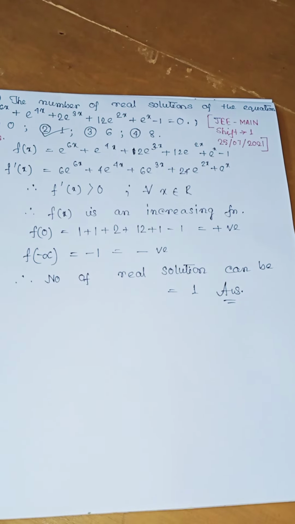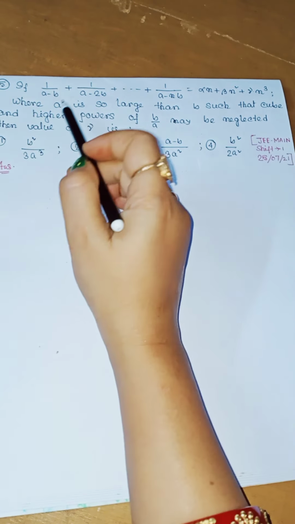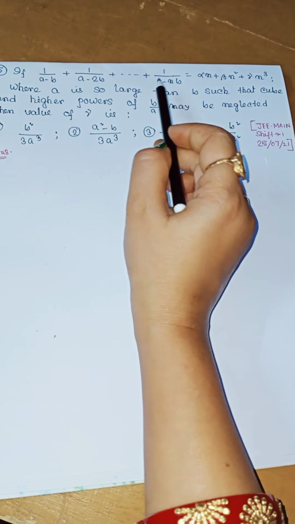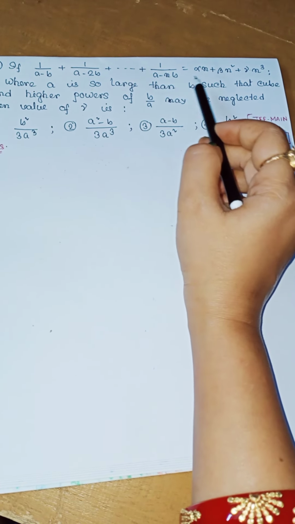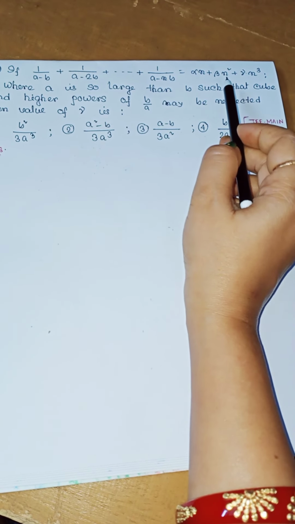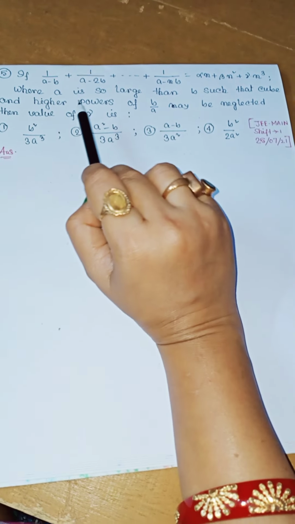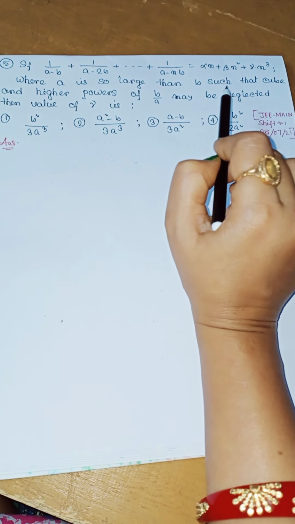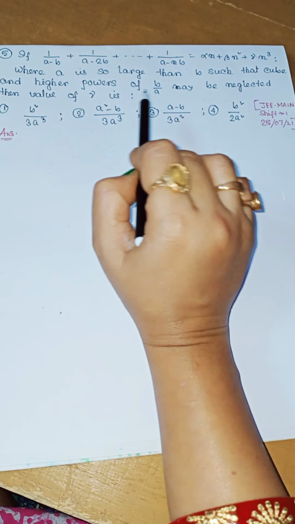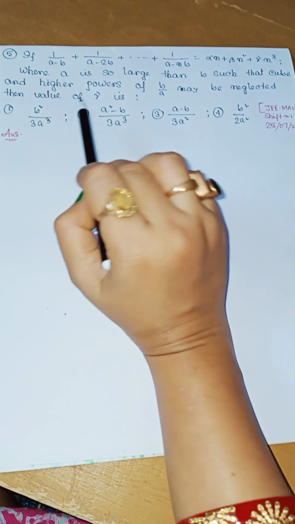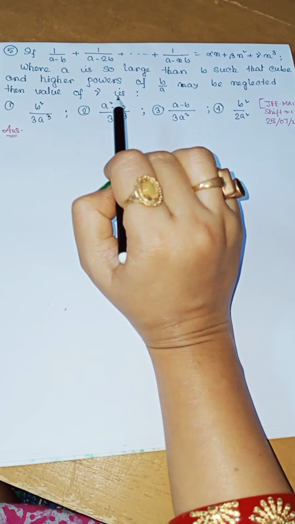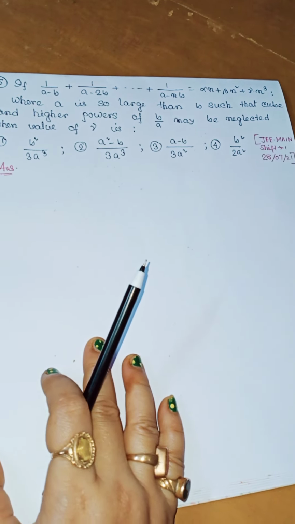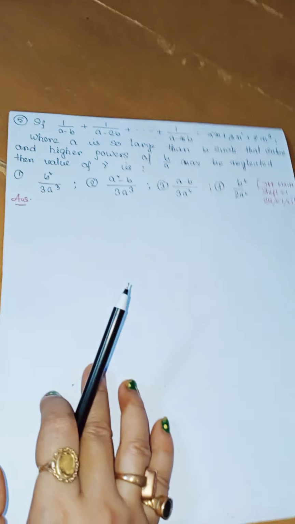Now moving to question 5. Question 5 tells us that if 1/(a-b) + 1/(a-2b) + ... + 1/(a-nb) is equal to αn + βn² + γn³, where a is so large that the cube and higher powers of b/a may be neglected, find the value of γ. This is a question on series and sequences.